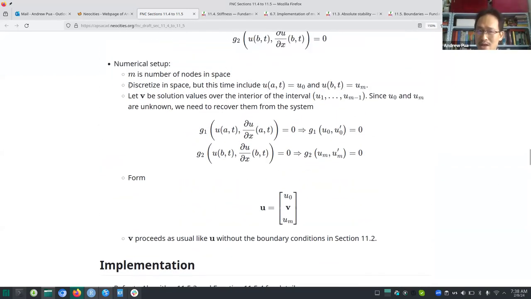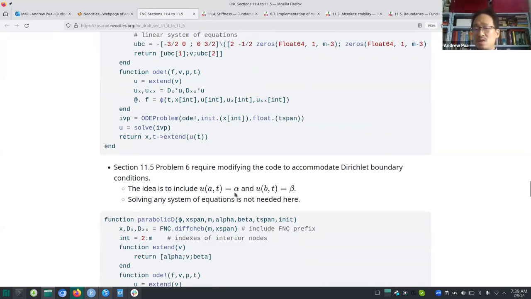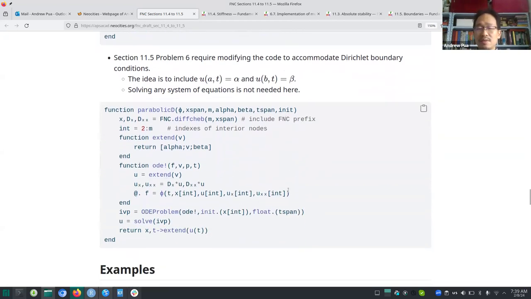Okay. So you discretize in space, and then for the boundary at A, it's called U sub zero. And then for the boundary at B, U of B is really U sub M. So there's no system of equations to solve, because they are determined by your boundary conditions anyway. Okay. Because this will be given to you. Okay. So whatever alpha is and whatever beta is, they would be U sub zero and U sub M respectively. Okay. And then all the code remains the same.